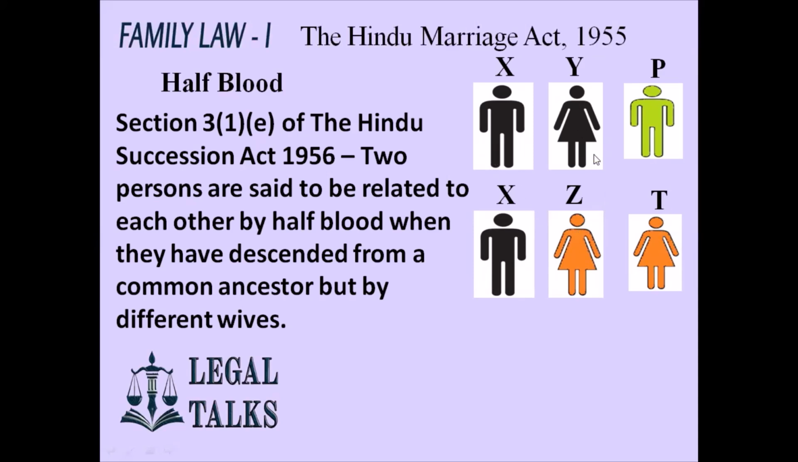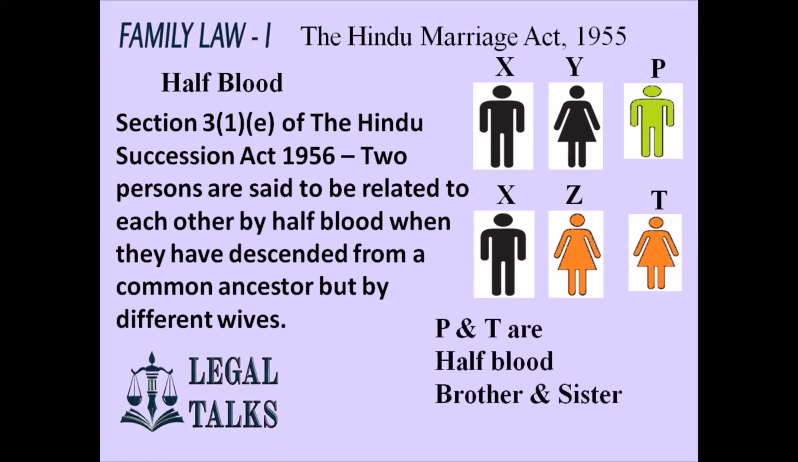Now here, if you clearly observe the picture, what is common? Ancestor X, the father, is common. And what is changing? The wives are changing. In such a scenario, P and T will be related by a half-blood relationship. So P and T are half blood brother and sister. So we say half blood when the father is the same but the wives are different.